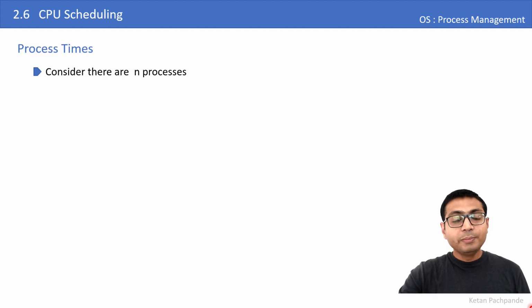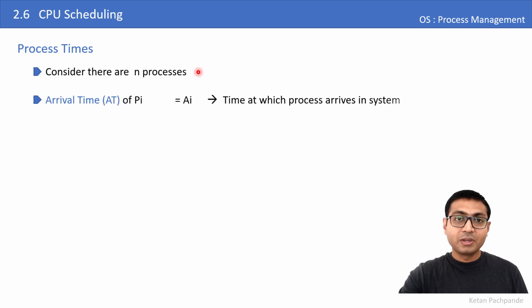Before we jump into any CPU scheduling algorithm, let's discuss some terminologies that all CPU scheduling algorithms are going to use. Let's discuss the various process times based on which we are going to do all calculations later. Consider there are n processes in the operating system. The first term is called arrival time, AT, of each process. Here the arrival time of process Pi, let's assume, is denoted by Ai.